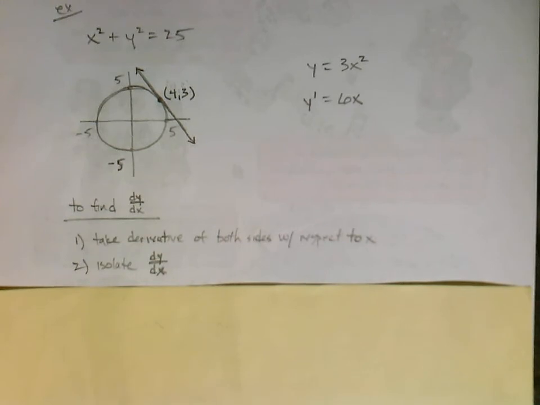So let's get to that. And I think I've got it on the next page. So we're going to look at our same example, x squared plus y squared equals 25.